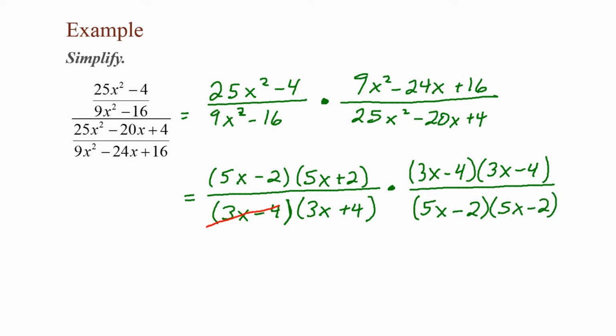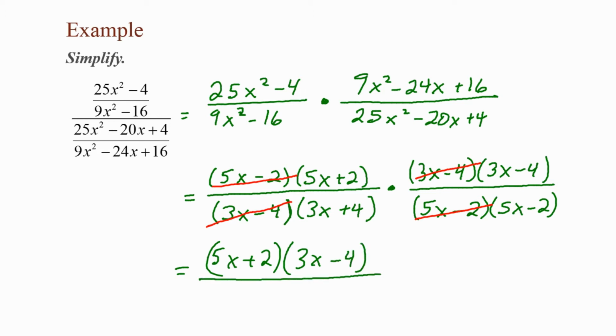3x minus 4's cancel. 5x minus 2's cancel. So my result is in the numerator 5x plus 2 times 3x minus 4, divided by, in the denominator, 3x plus 4 times 5x minus 2.